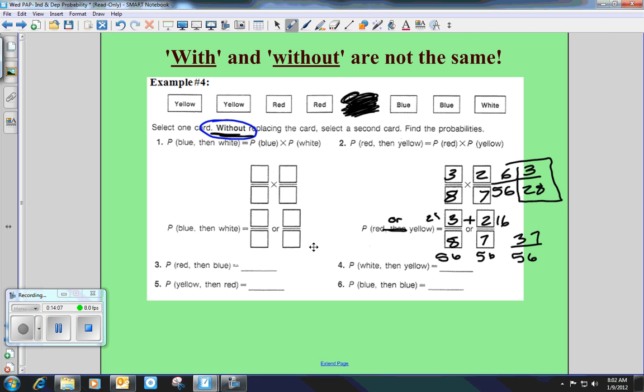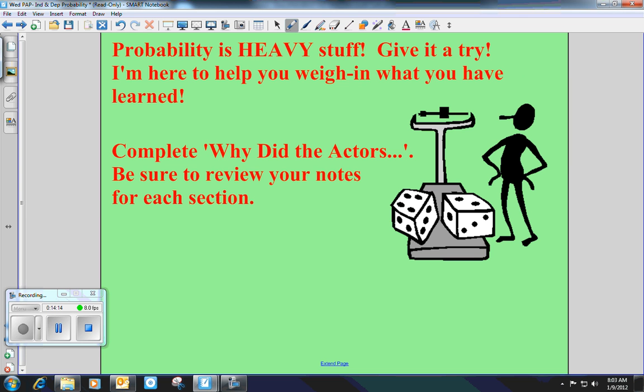I want you to try 3, 4, 5, 6 down here. Remember, you're not replacing it, so you have to change that denominator on your second item. All right, we are going to work on this some more in class, and you can ask questions then. The assignment we're going to be doing is called Why Did the Actors, and it's one of your riddles pages. So be sure to complete these notes, and then we will talk about them some more.